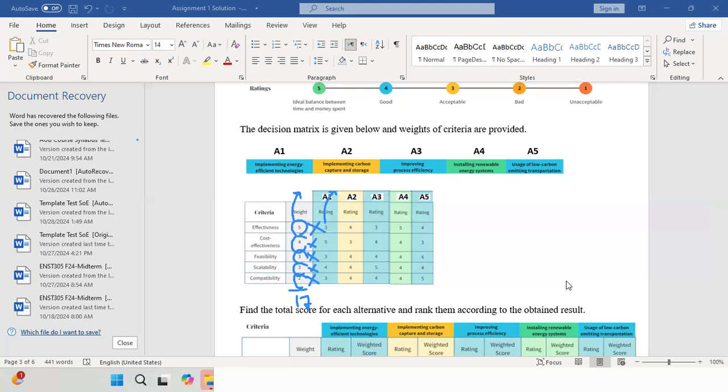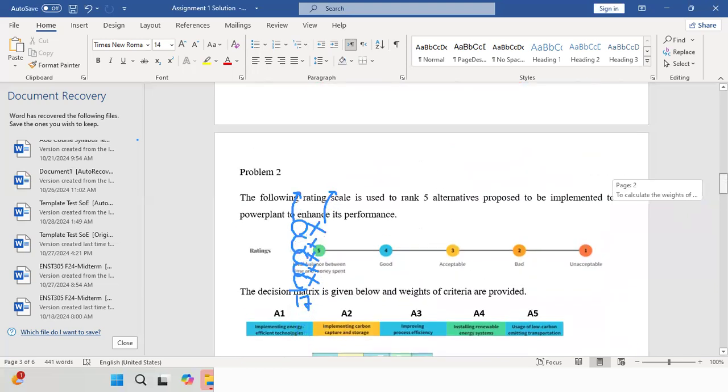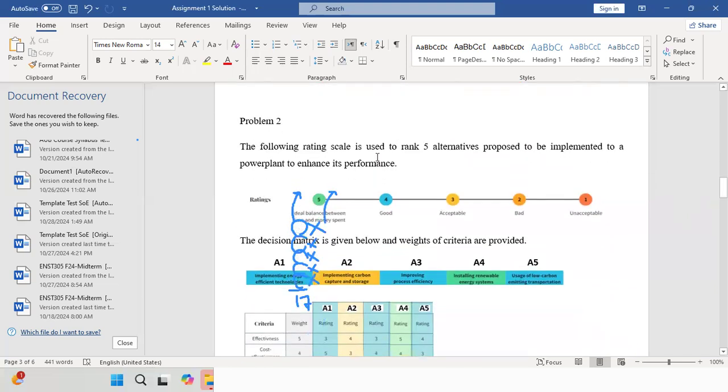Doctor, can you please scroll to the given part? Yes. Okay. The following rating scale is used to rank 5 alternatives proposed to be implemented to a power plant to enhance its performance. So these are the scores.